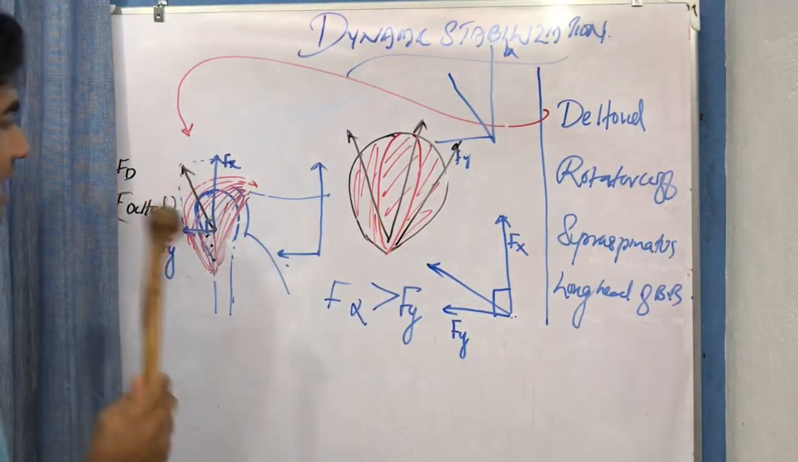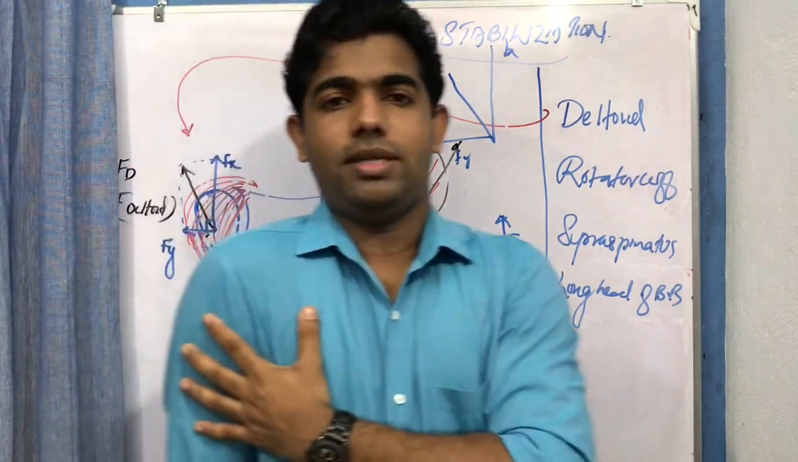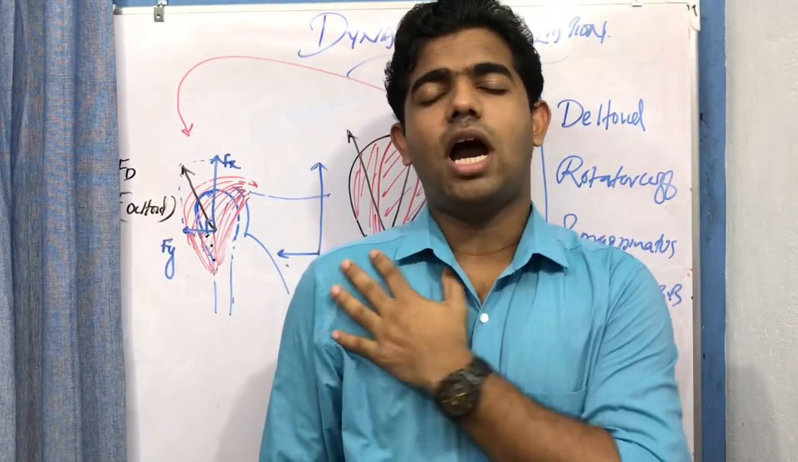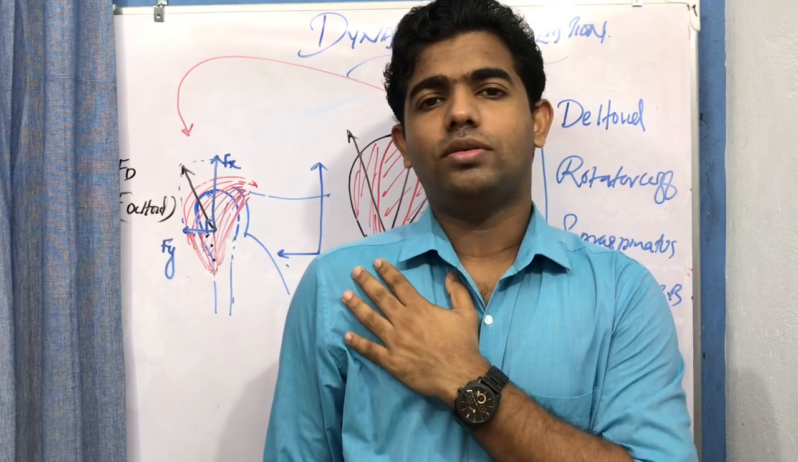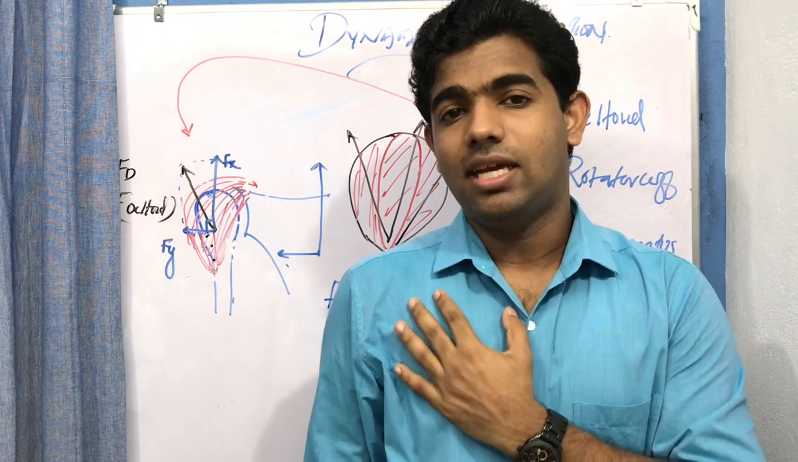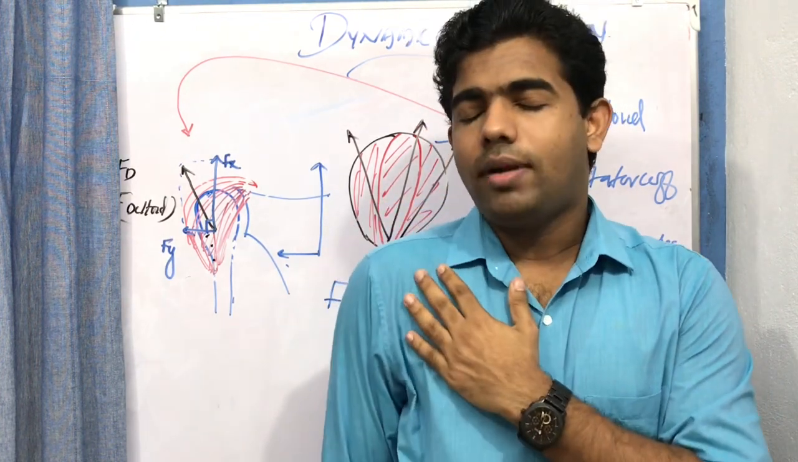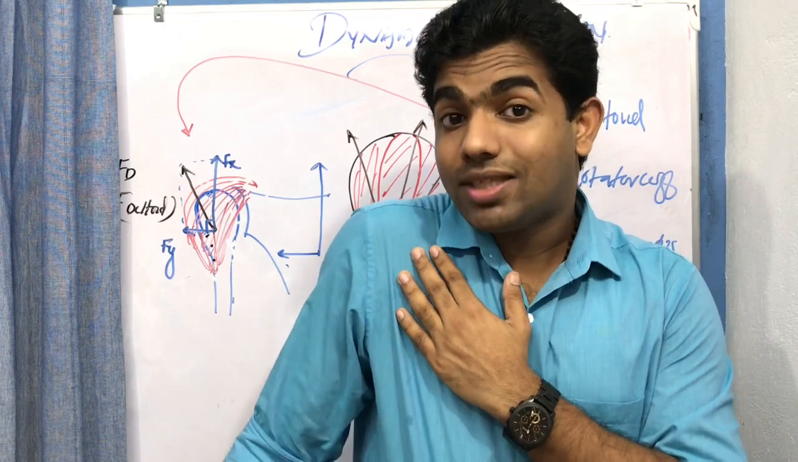Now take this into consideration. Arm is at side. For example, my arm is at side. This is the scenario when the arm is at side. Now my deltoid is trying to produce a contraction. My deltoid will try to produce the contraction for abduction.